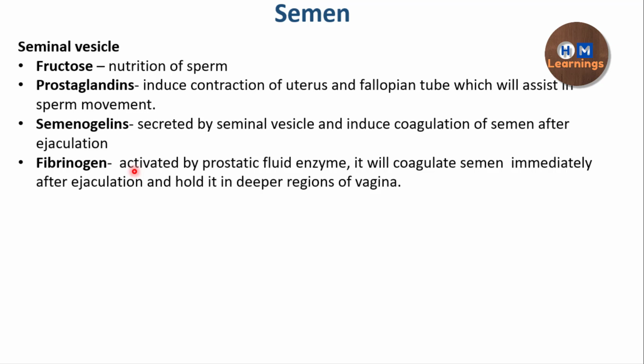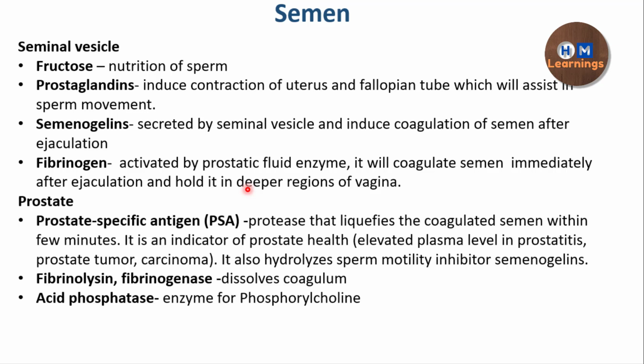Even if there is a collection of the semen for the purpose in the laboratory, if you see, first the sample will coagulate and then it will liquefy. There is a process called liquefaction which occurs. So fibrinogen is activated by the prostatic fluid enzyme. Some enzyme in the prostate secretion is going to activate the fibrinogen, and it will coagulate the semen immediately after ejaculation, so that it can be held in the deeper regions of the vagina.